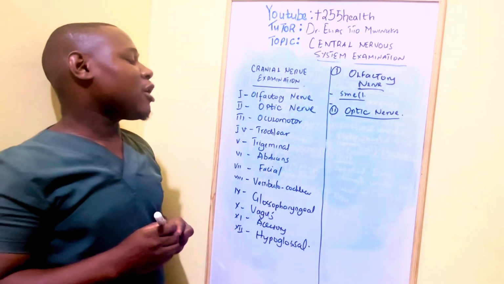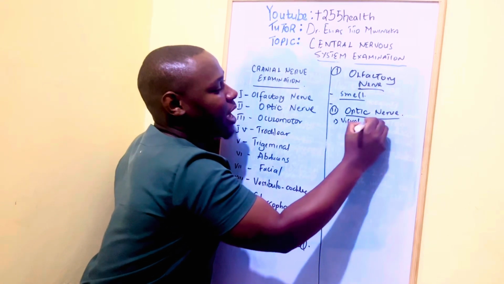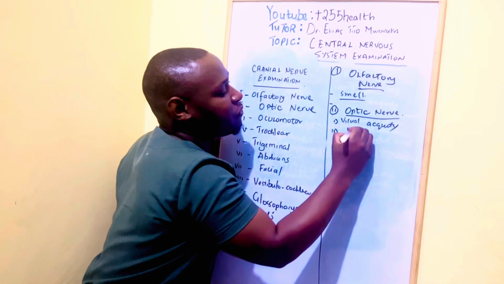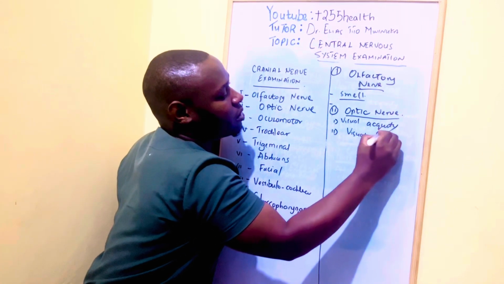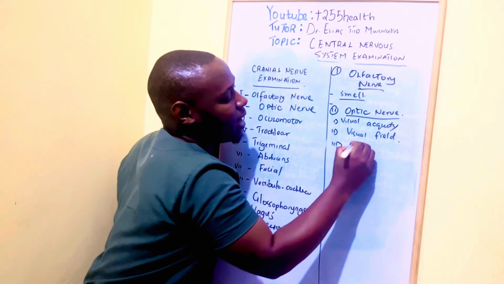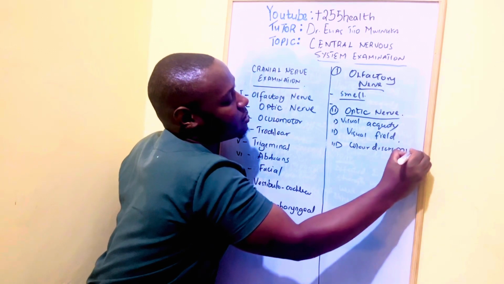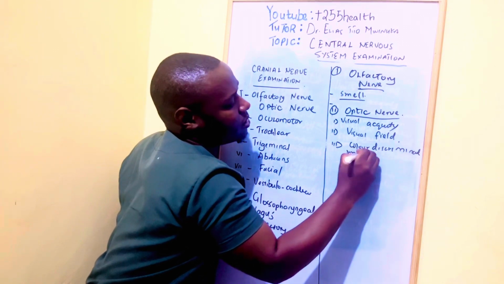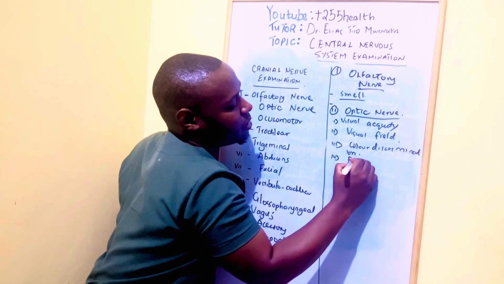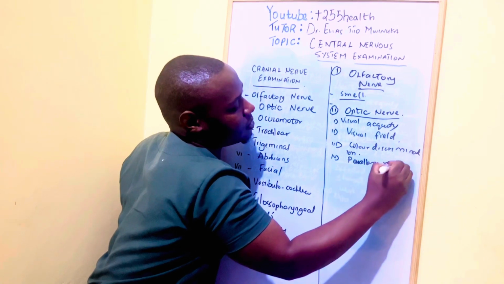Another one is the optic nerve. So what is the optic nerve able to do? You're able to check visual acuity, you check visual field, and then you're able to check color discrimination. Yes, and you're also able to check the pupillary reflex.